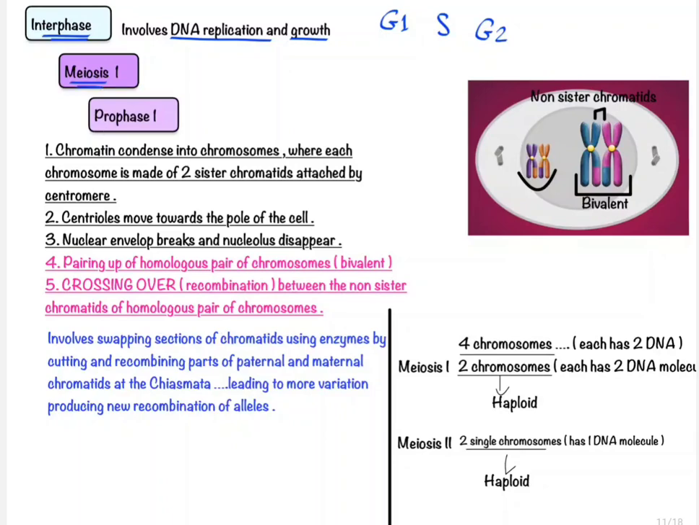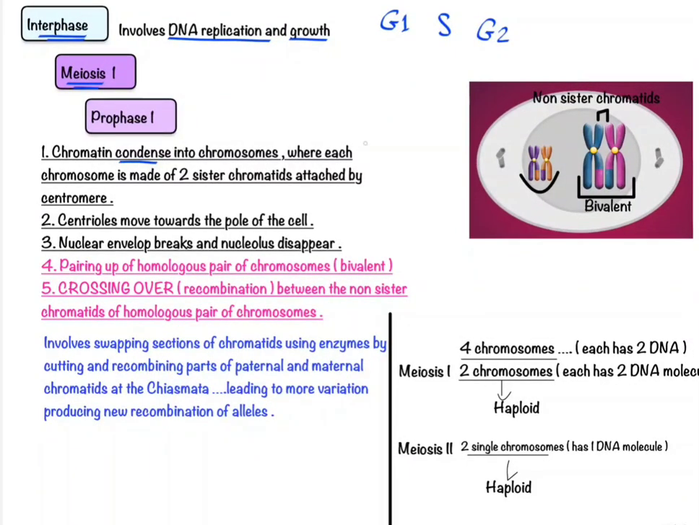For meiosis 1, prophase 1, the chromatin condenses. It was originally chromatin, like that. It is uncondensed. Then it starts to condense into a chromosome, where each one of them is made from two sister chromatids, like that. You see them? It's this way, and another one this way, and this is the centromere. Okay? So there are two sister chromatids attached by the centromere.